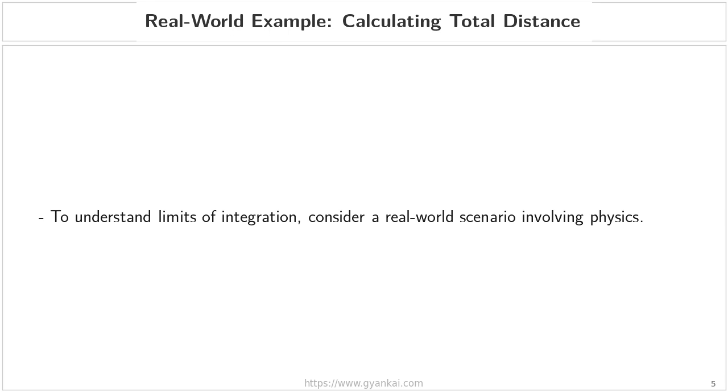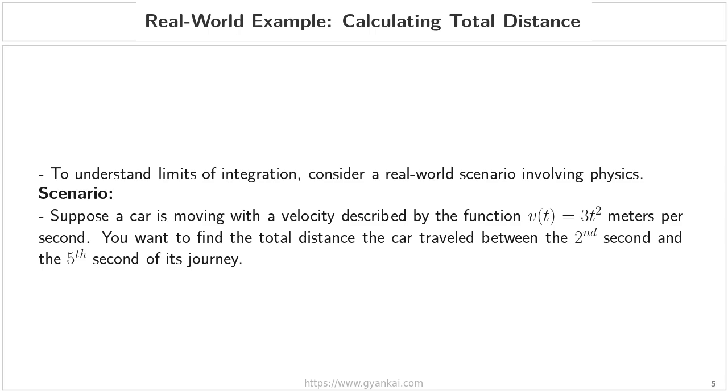We're going to look at a scenario involving physics. Imagine a car moving, and its velocity is described by a function. Specifically, let's say the car's velocity, which we'll denote as v of t, is equal to 3t squared meters per second. Remember, t represents time. The question is, how can we determine the total distance the car traveled between the second and fifth seconds of its journey? That's where definite integrals, and crucially, the limits of integration come into play.